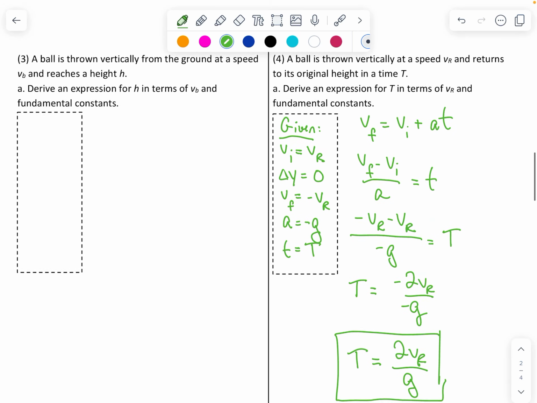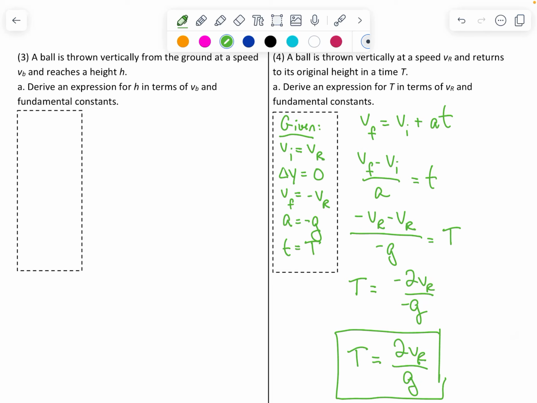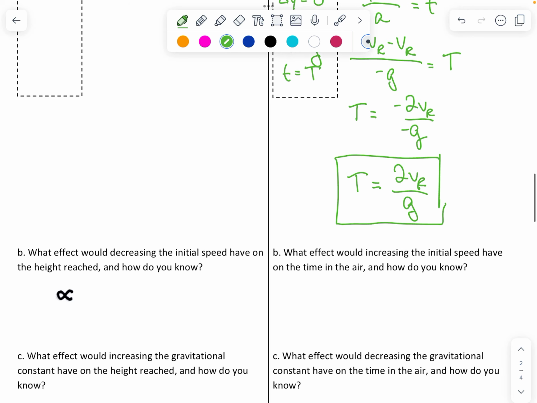Okay, let's double check that I didn't mess anything up. We're looking for t. We're allowed to use Vr and fundamental constants, so that 2 is a constant and g is a constant. Great. What effect would increasing the initial speed have on the time in the air?